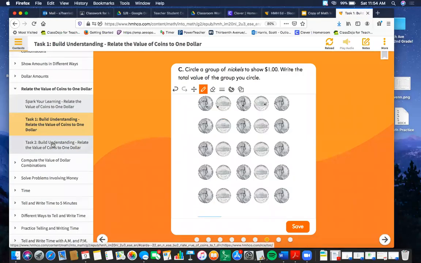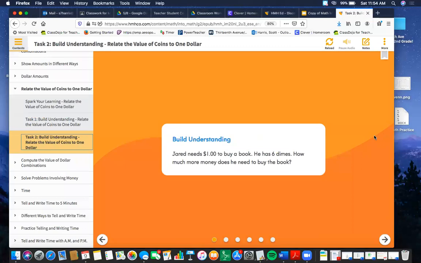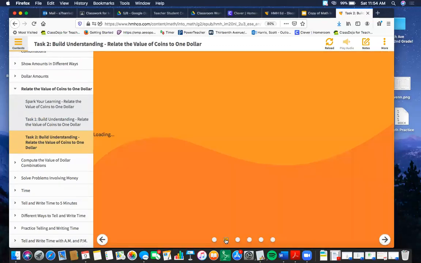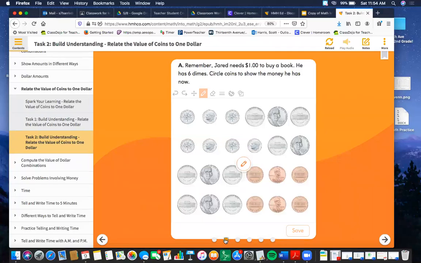We are counting by tens, because dimes are worth 10. So if he has 6 dimes, we have to count 6. 1, 2, 3, 4, 5, 6. How much is that? How much is 6 tens? Simply count by tens. 10, 20, 30, 40, 50, 60.